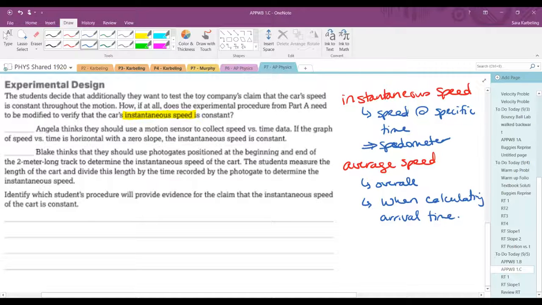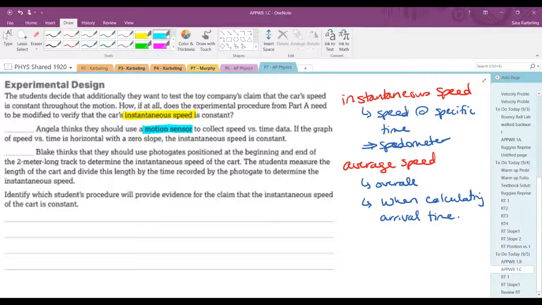Yes. Okay. All right. So that's an important distinction. I'm glad that you kind of get that. Okay. So now we want to measure instantaneous speed. We've got 2 more things we've got to find out about. We've got 4 minutes. I totally think we can do it. So Angela thinks that they should use a motion sensor to collect speed versus time data. Let me tell you what a motion sensor is, because you probably have not had the opportunity yet to use one. We will get to use them in class in a few days, but not quite yet.